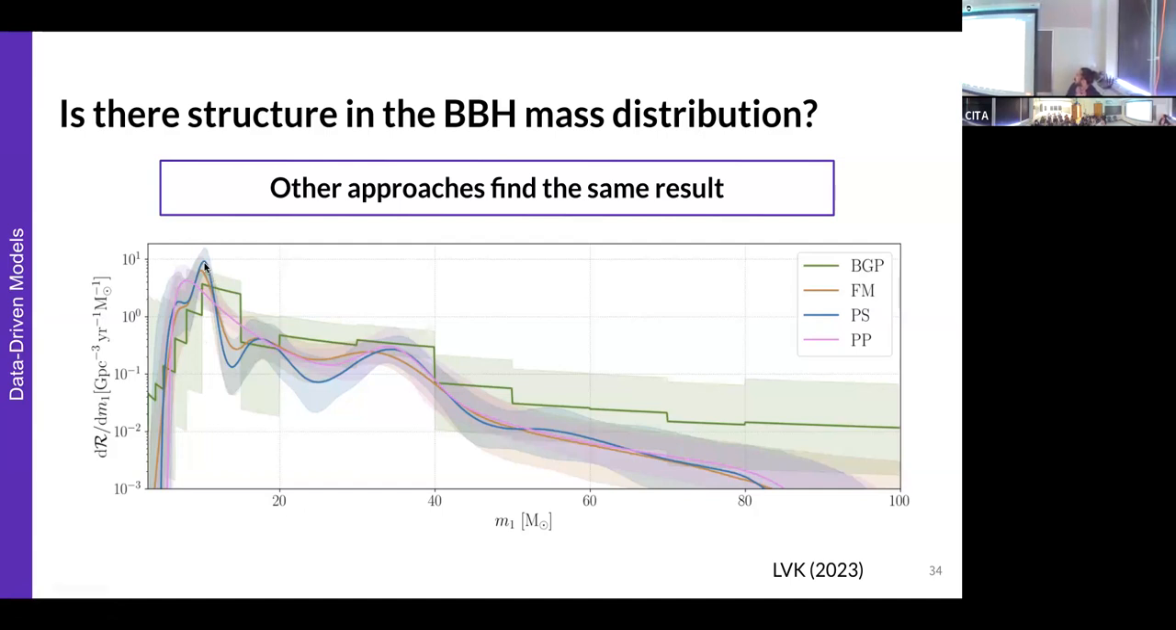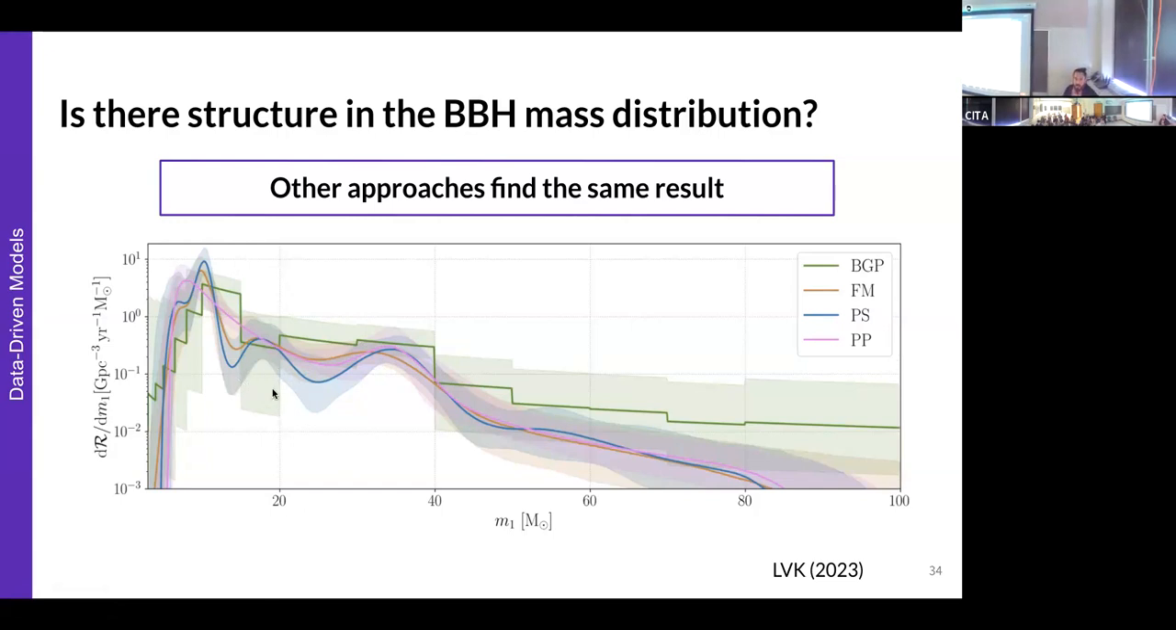This blue line here is the most updated version of Bruce's fits with the latest data. And then this orange one here is a model made up of a lot of Gaussians and power laws. So it's also very flexible. And you can see both of these models pick up a peak right here at 35, a peak here at about 10, and then maybe something here at 20, but hard to say.